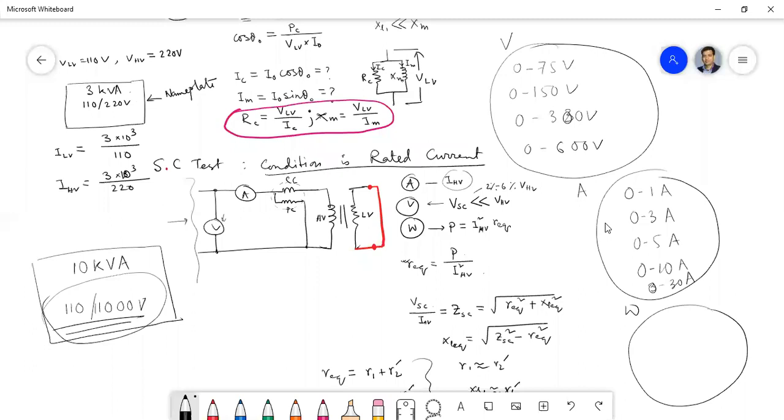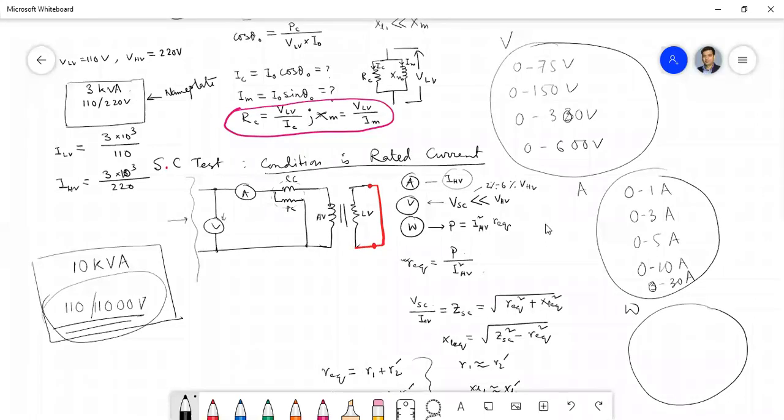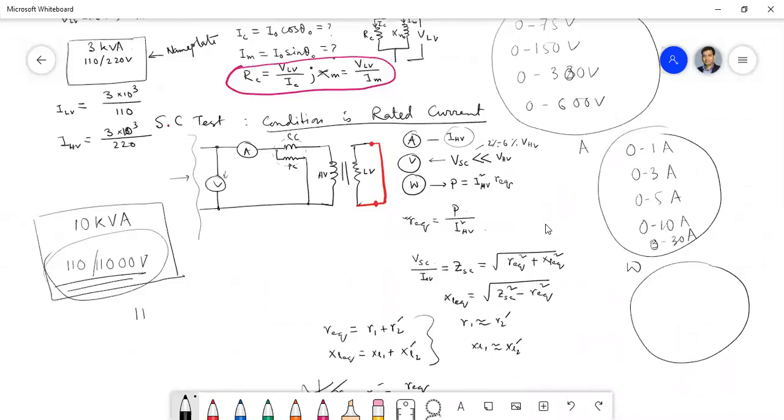Now, as the condition is rated current, not rated voltage, for the short circuit test, can you estimate what is the rated current at which we have to perform the test? What is the range of the current? Suppose we select the 110 volt side to perform the test. So what will be the rated current on that side? It will be 10 into 10 to the power 3 by 110. So what is that value? Can you calculate? Around 100 ampere. Yes? Around 100 ampere.